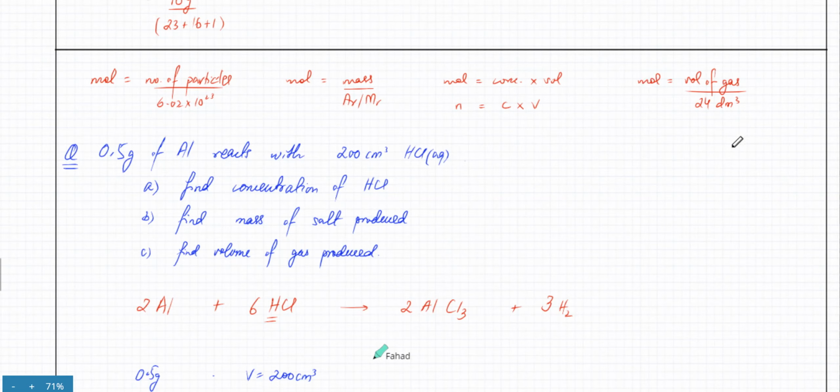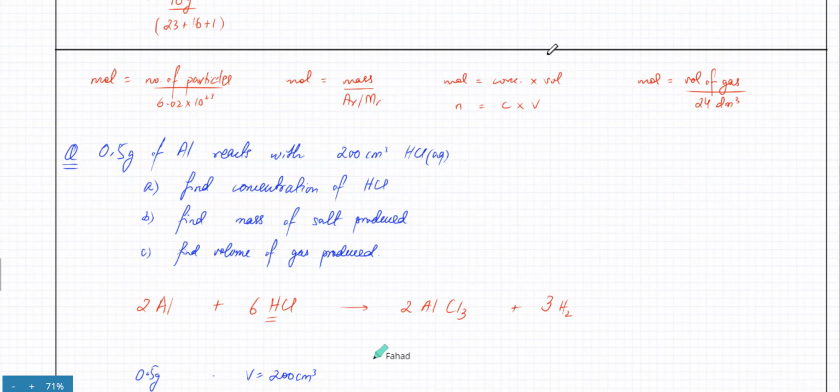I mean you can't use this formula, volume of gas, because it's not a gas. This last formula is only for gases. Anyway, I have the equation. The goal is to find the moles of any one of the substances, because if I'm able to do that, I'll be able to figure out the moles of every other substance. Now, the volume of a solution alone will only give moles.